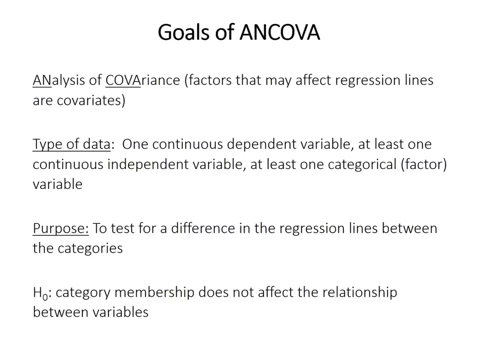So ANCOVA, or analysis of covariance, requires one continuous dependent variable and at least one continuous independent variable, like in linear regression. But it also requires that the data is divided into categories with at least one categorical or factor variable. Its purpose is to test for a difference in the regression relationship, either in the slope or in the intercept, between the levels of this factor variable. The null hypothesis is that there's no effect, so category membership doesn't matter: whatever group the data belongs to, the regression slope and intercept are the same.